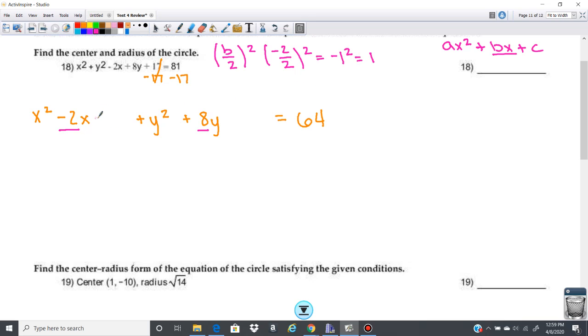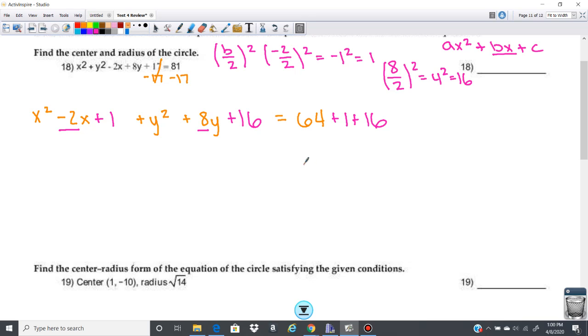So I'm going to take that and add it to this side. And what I do to one side of an equation, I have to do to the other. So I'm going to add it over here as well. Then I'm going to complete the square here. So 8 over 2 squared. 8 over 2 is 4. 4 squared is going to be 16. So I'm going to add 16 to both sides.